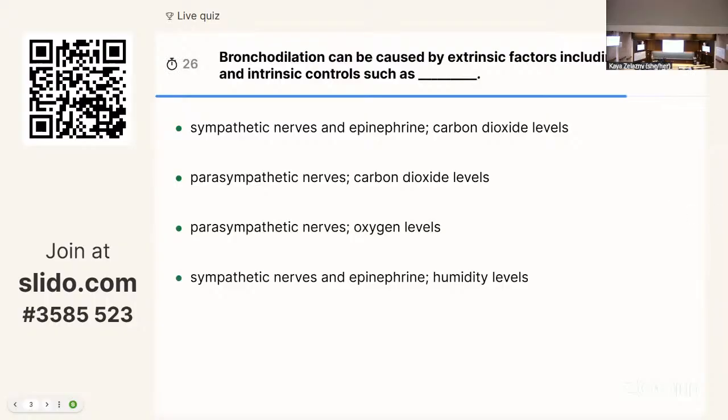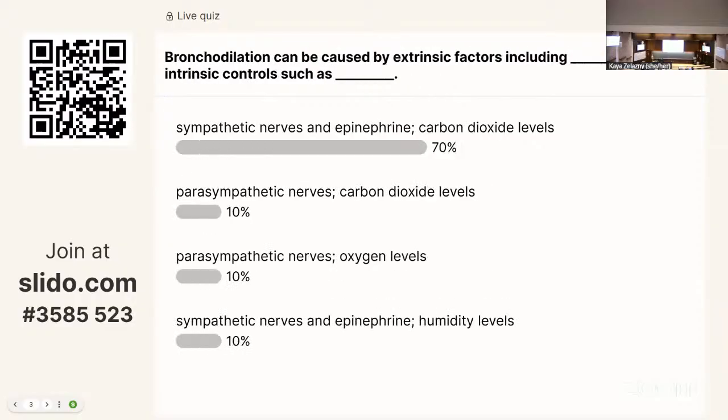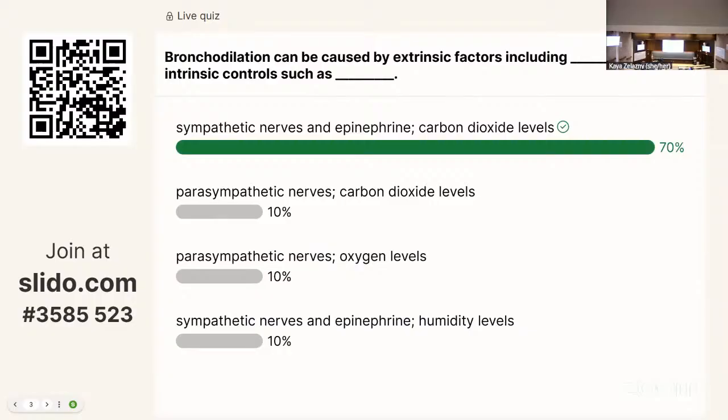Okay. Our second piece, a little bit of review. We talked about resistance and therefore some factors that affect bronchodilation and bronchoconstriction. Bronchodilation is going to make it easier to breathe, right? That's our lower resistance with a wider bronchiole, so our airways are getting larger.